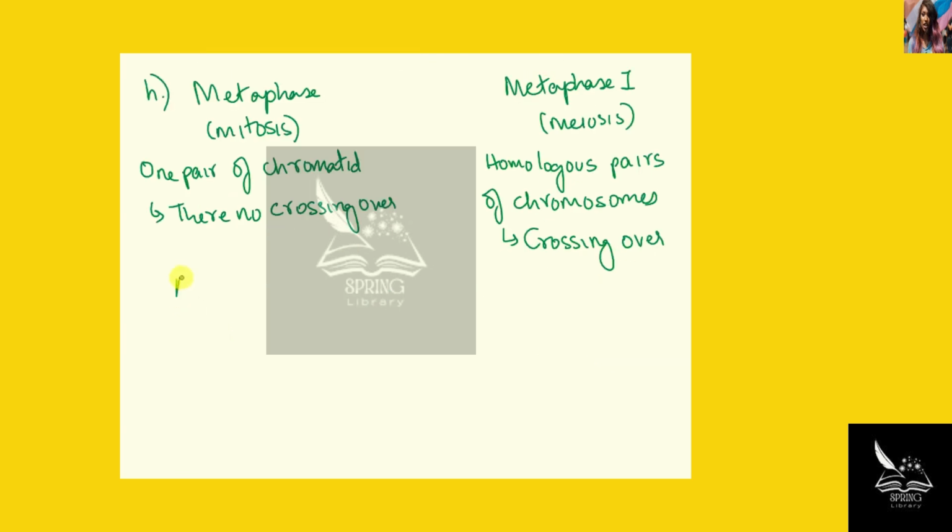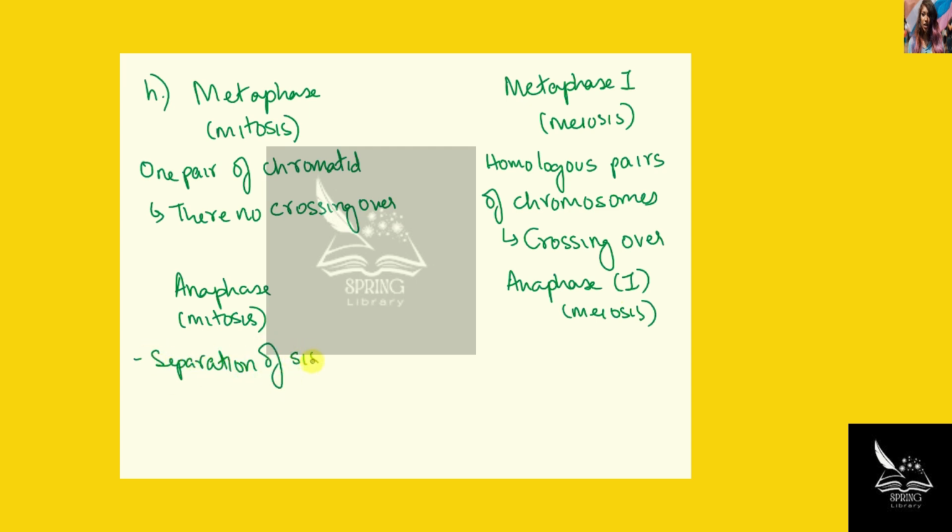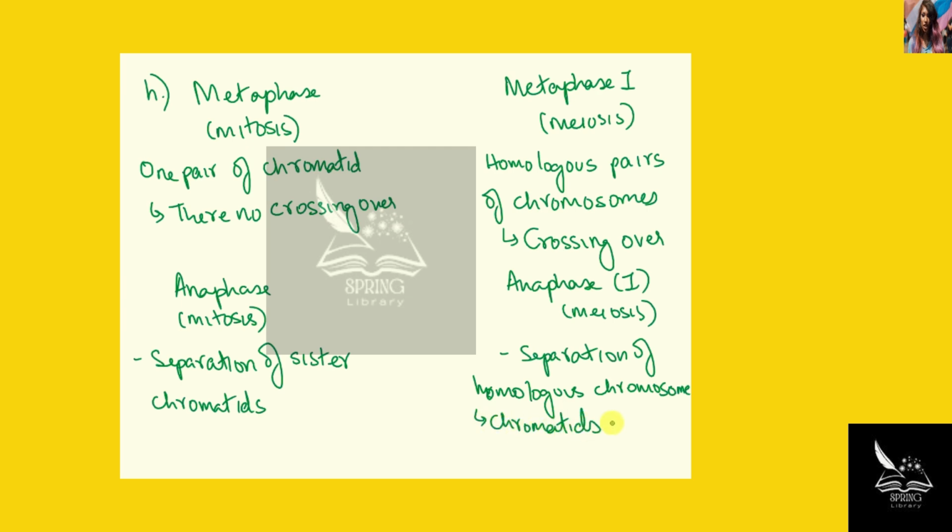Now coming to the difference between anaphase of mitosis and anaphase 1 of meiosis: in anaphase there is a separation of sister chromatids, whereas in anaphase 1 of meiosis there is separation of homologous chromosomes, while the sister chromatids are attached.